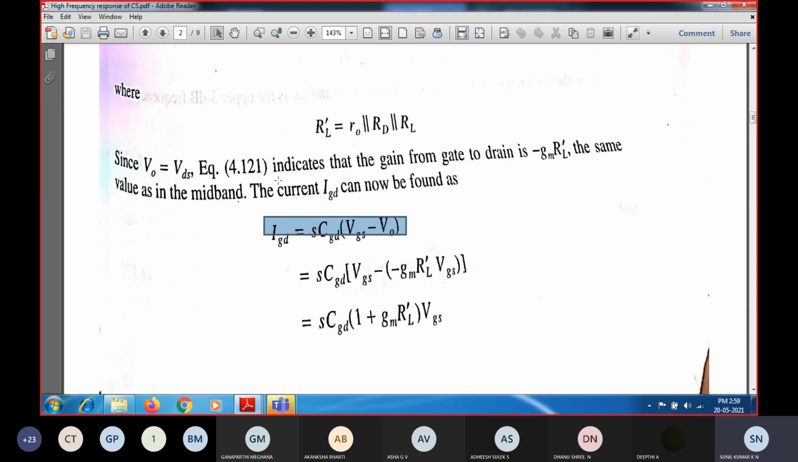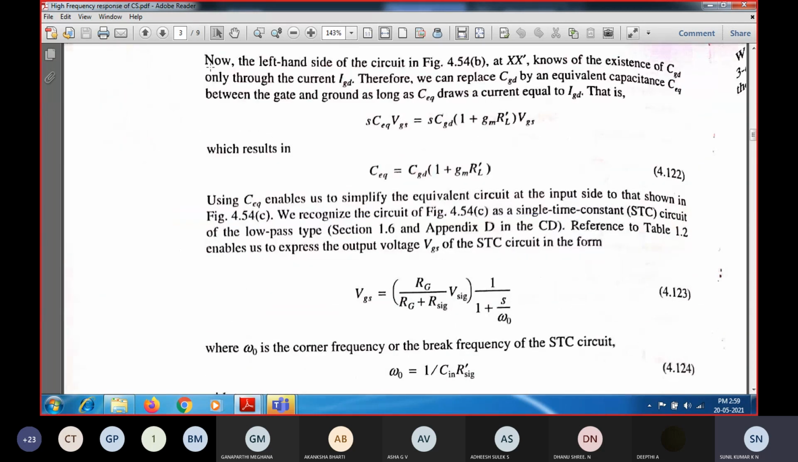After finding the current, what is the output? That is the C equivalent into VGS. This C equivalent into VGS is the voltage drop across the newly added capacitance between gate and ground. Why are we adding it newly between gate and ground? Because CGD cannot be considered as an input capacitance or output capacitance, since it is associated at the input side as well as the output side. So this is nothing but the Miller effect. It is also called the Miller capacitance.